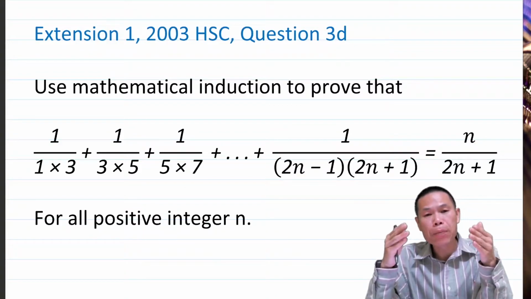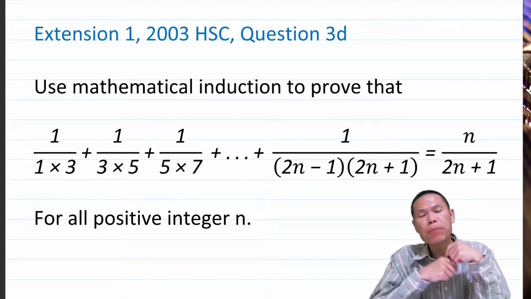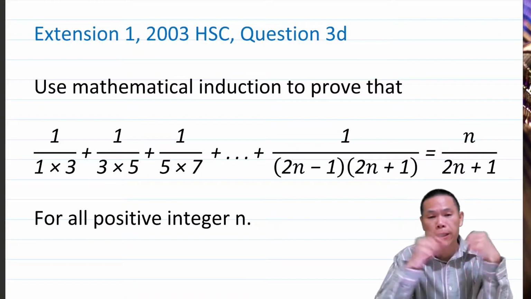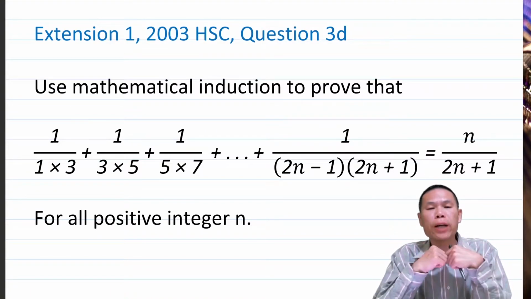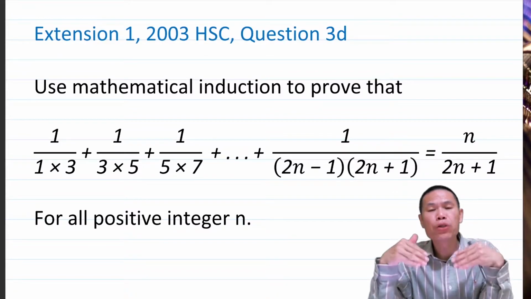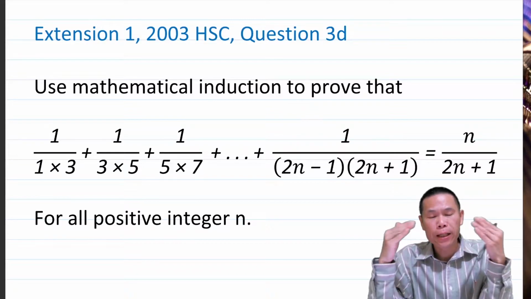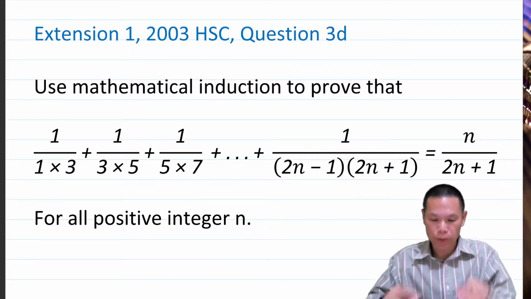To prove this statement is true for all positive integer n. So step number 1, we need to prove n equal 1 first. And step number 2, we assume that it is true for n equal k. And then we need to prove it is true for n equal k plus 1. And then we need to write the last statement, okay? So let's get into it.